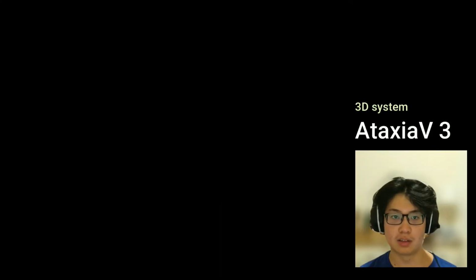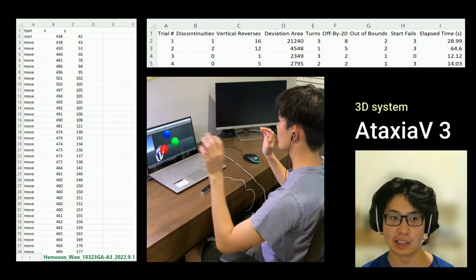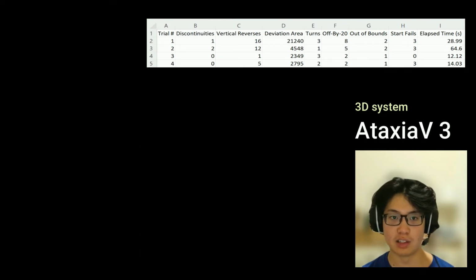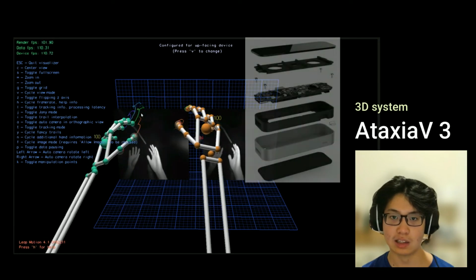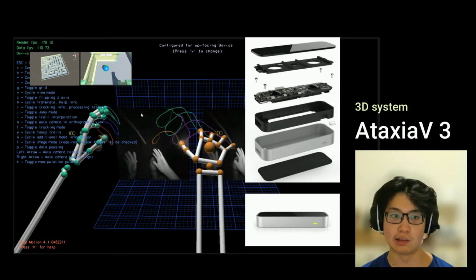AtaxiaV3 was developed to not only test and bring quantitative data, but to perform rehab exercises as well. We developed AtaxiaV3 to make 3D games using Unity and Leap Motion controllers so that patients can participate more actively in testing and rehab exercises.